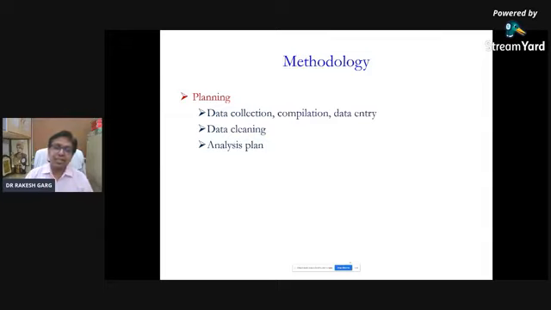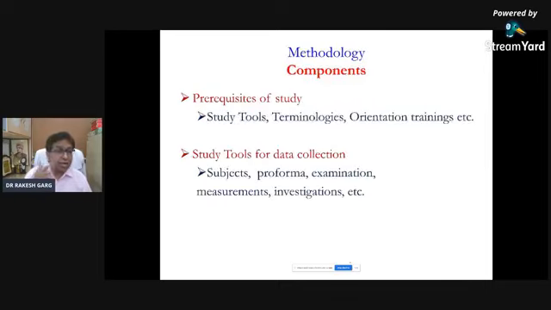Sometimes we say the data analysis will be done as desired after the study. No, this may not be right. You should be clear that you will be comparing this with this using this type of statistical tool. You will be looking for the normality of data, and accordingly you will be using those data. Also, you should be very clear about the study tools, terminologies, orientation of drawings.